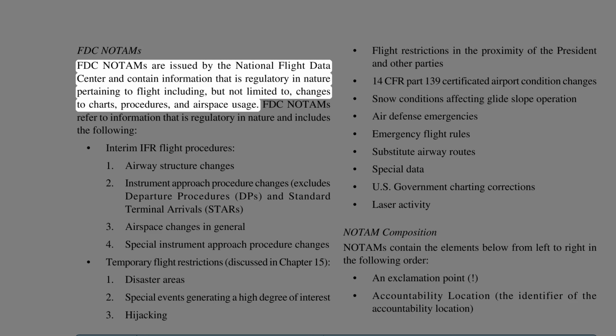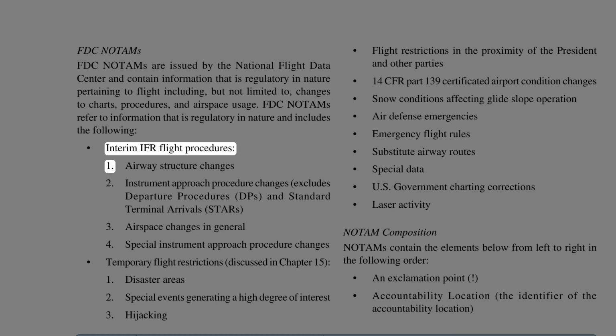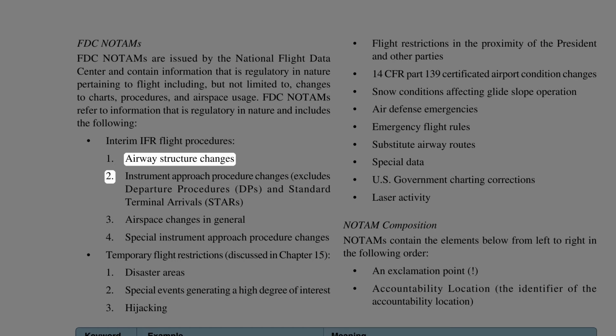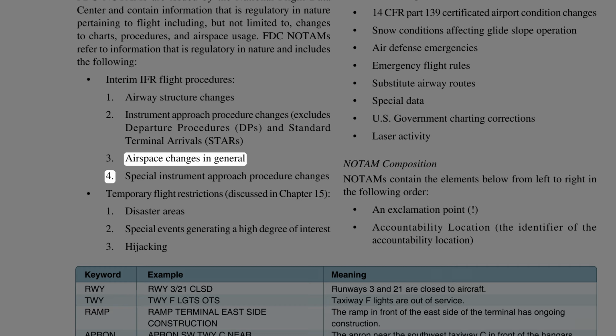FDC NOTAMs. FDC NOTAMs are issued by the National Flight Data Center and contain information that is regulatory in nature pertaining to flight, including, but not limited to, changes to charts, procedures, and airspace usage. FDC NOTAMs refer to information that is regulatory in nature and includes the following: Interim IFR flight procedures. 1. Airway structure changes. 2. Instrument approach procedure changes, excluding departure procedures (DPs) and standard terminal arrivals (STARs). 3. Airspace changes in general.